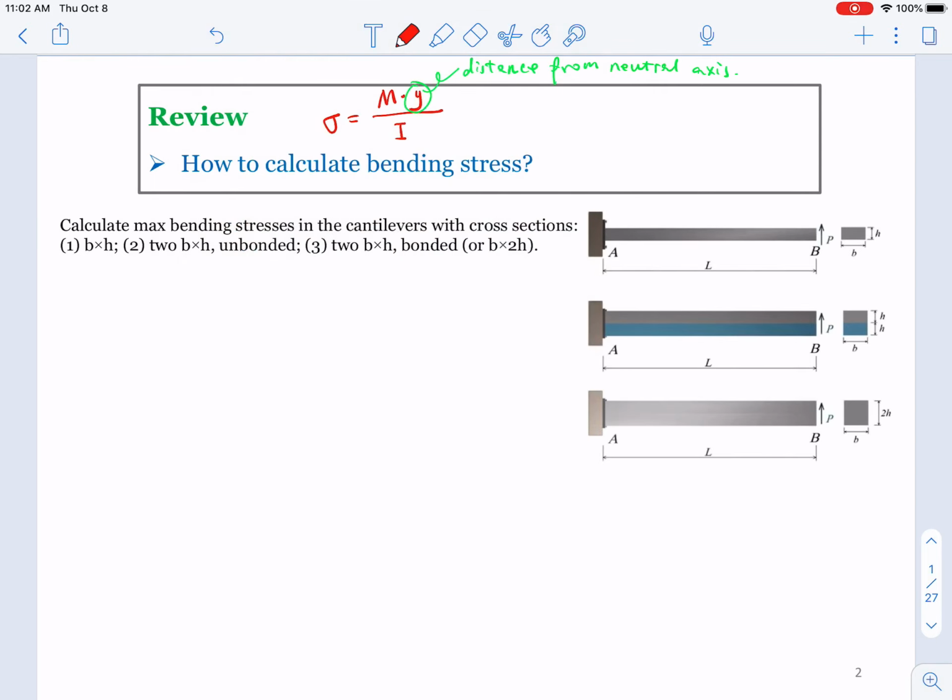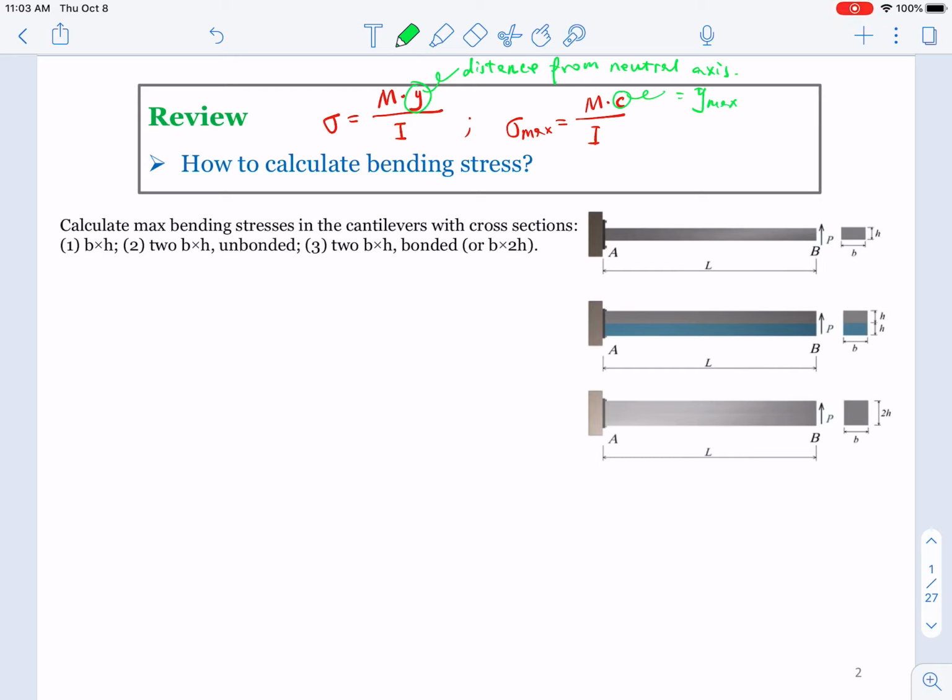So at a specific plane, the maximum bending stress, where M is a constant and I is a constant, equals Mc over I. Here c equals y max, the maximum distance from the neutral axis. Normally this is just the top or the bottom surface. We have given several examples to talk about how to use these equations to calculate the bending stress.